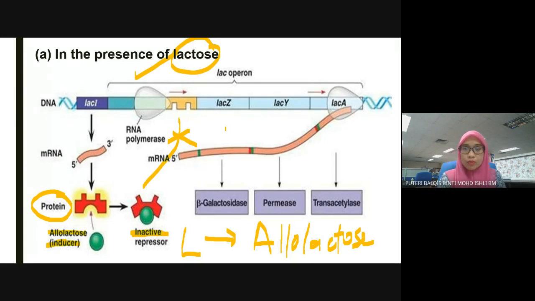Dia akan transcribe semua tu. So this will produce mRNA, and this mRNA will undergo translation to produce enzymes called beta galactosidase, permease, and transacetylase. Right? Okay.